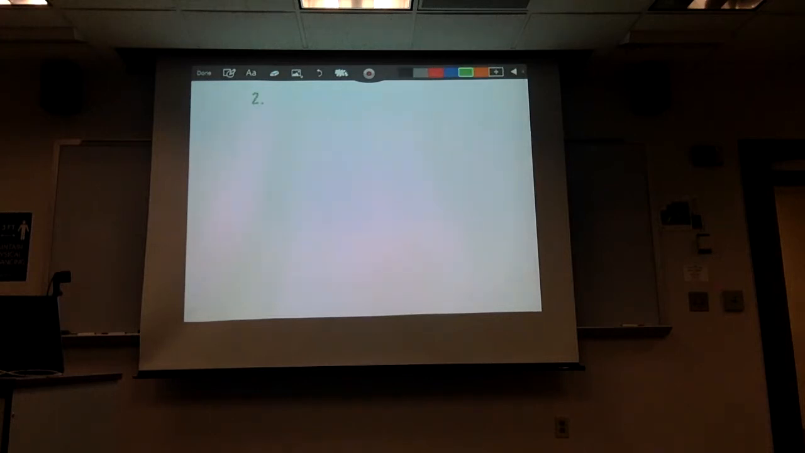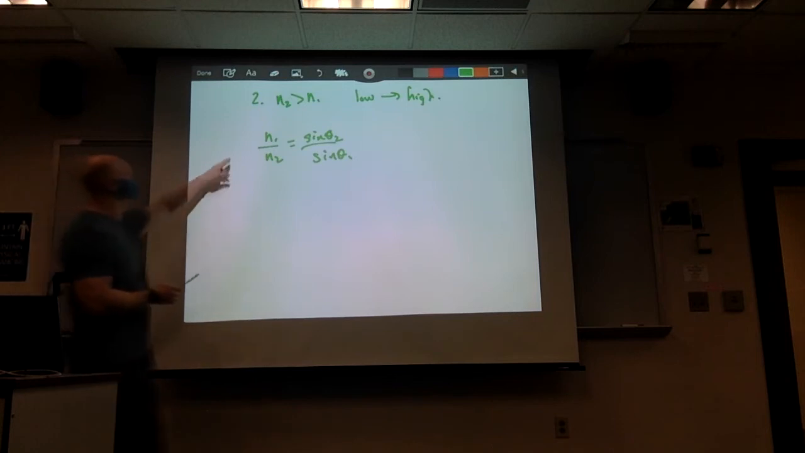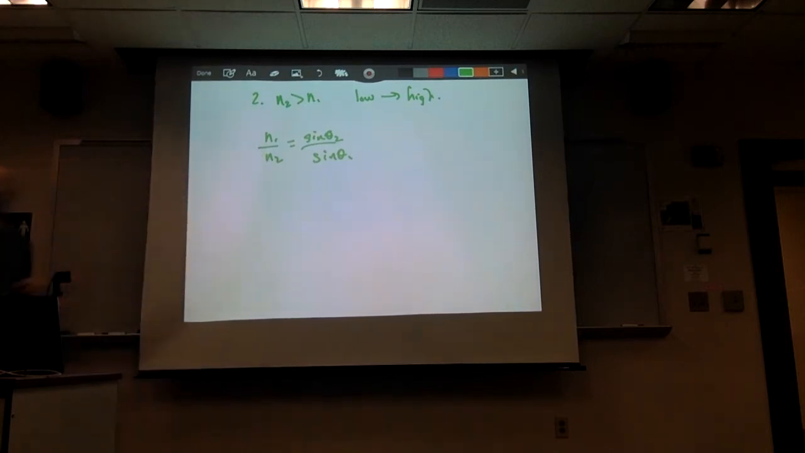Case number 2: N2 is greater than N1, which means I'm going to go from a low index of refraction to a high index of refraction. In this case, N1 over N2 again must be equal to sine of theta 2 divided by sine of theta 1. This must be less than 1, because now I get a small number divided by a big number, which is going to be an even smaller number. So in this case, N1 over N2, which equals sine of theta 2 divided by sine of theta 1, is less than 1.